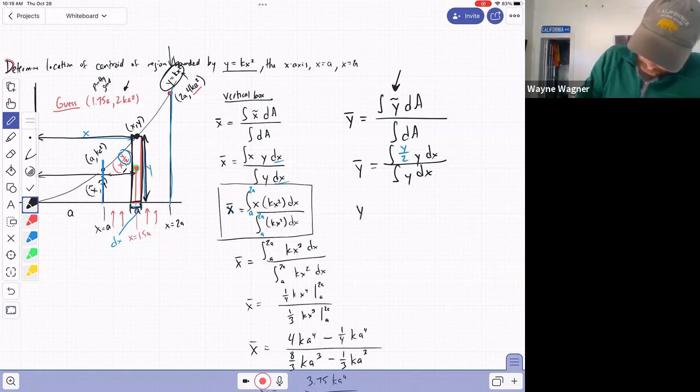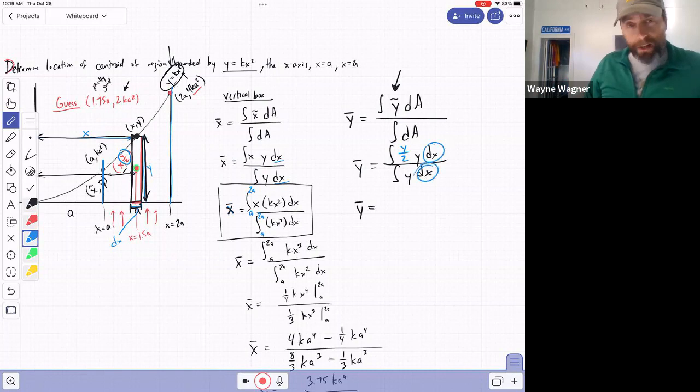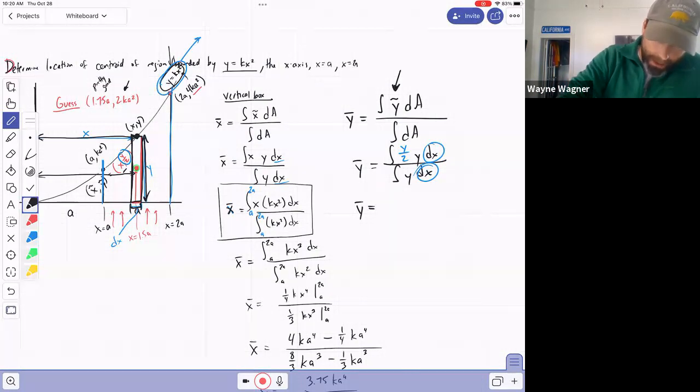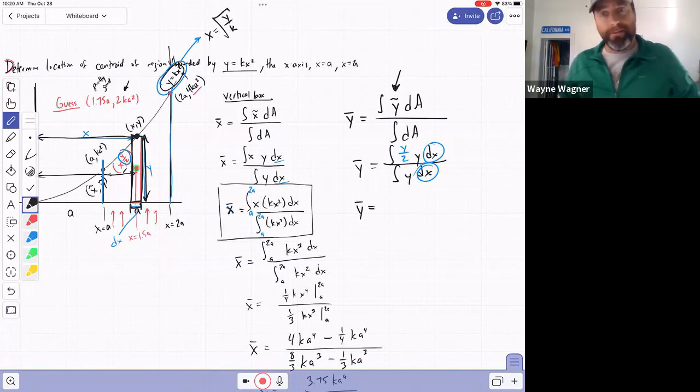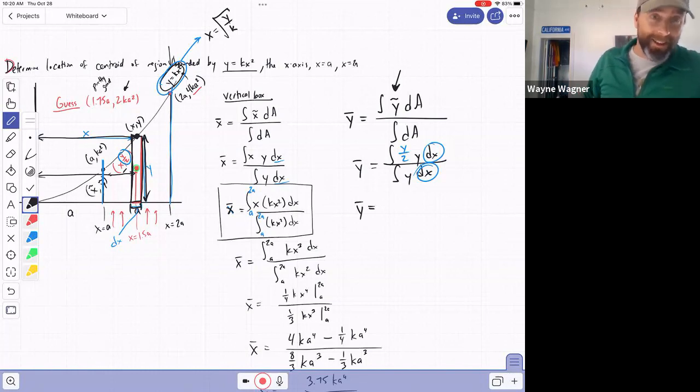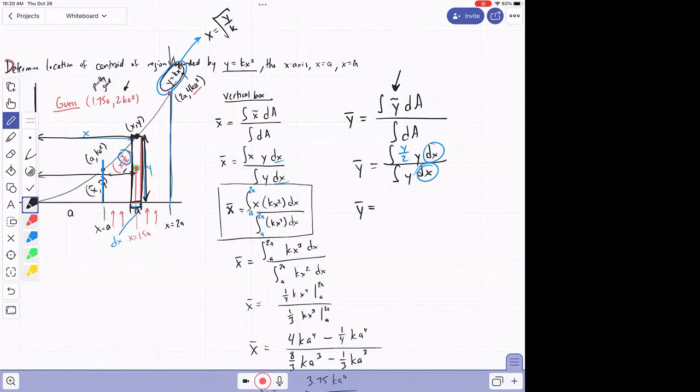So let's go y bar equals. Now again, we've got a dx here. So we can't integrate that with y's. So we want to change our y's into x's. So what we're going to do is take this equation right here and convert that. So it looks like that's going to be x equals the square root of y over k. Nobody's happy with that. Oh wait, is that? No, because you're integrating with respect to y now, right? Oh yeah, you're right. So this is totally fine.